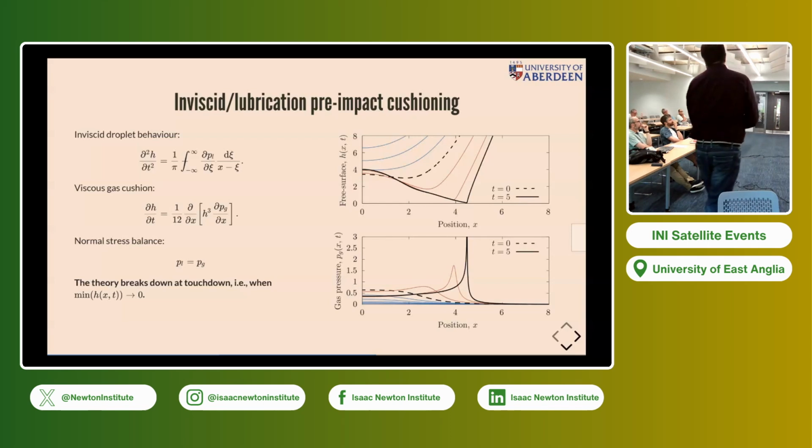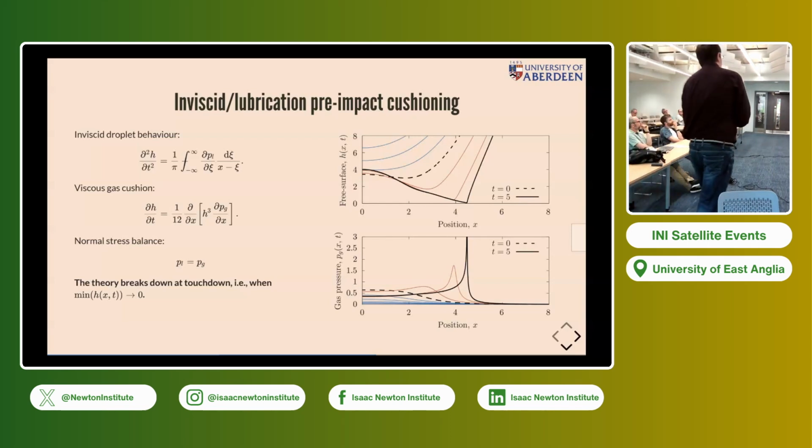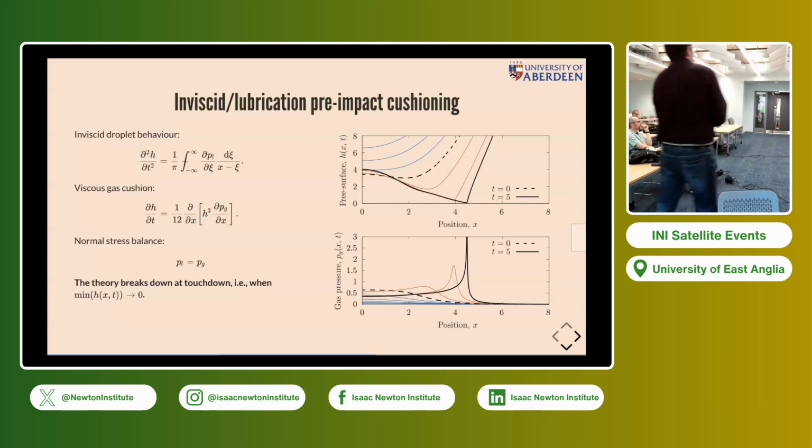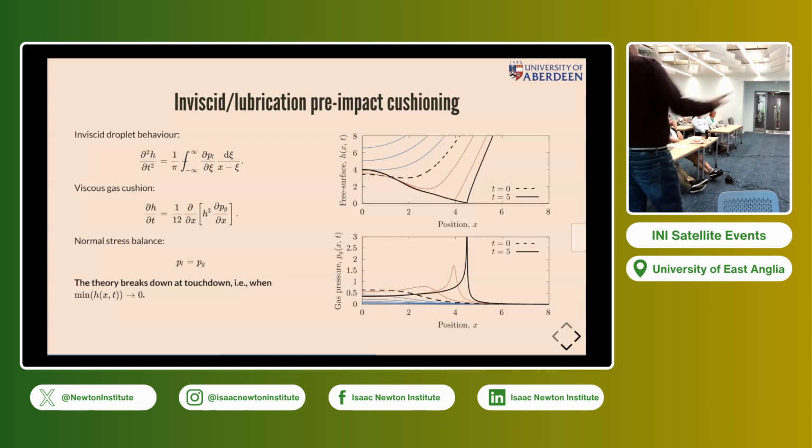So the key problem with this model, and where it fundamentally breaks down, is that you've got a big problem when H tends to zero, because the lubrication equation at that point is parabolically degenerate, as your diffusion coefficient, H cubed, is zero. So if H gets to zero, you can't compute solutions for later times than that. That's the situation in the absence of surface tension.